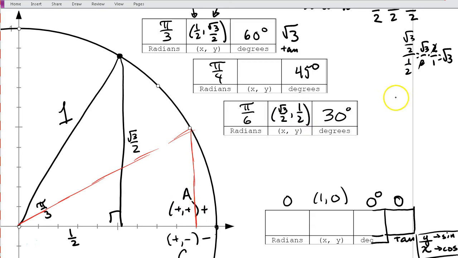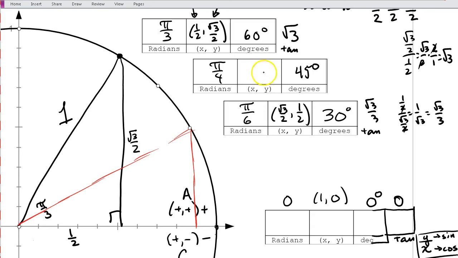And again, if I look at my tangent, I've got 1/2 divided by root 3 over 2. These 2's in the denominators are going to cancel out. That's a little shortcut. So that's 1 over root 3, which when I rationalize is going to be root 3 over 3. So my tangent out here is going to be root 3 over 3.